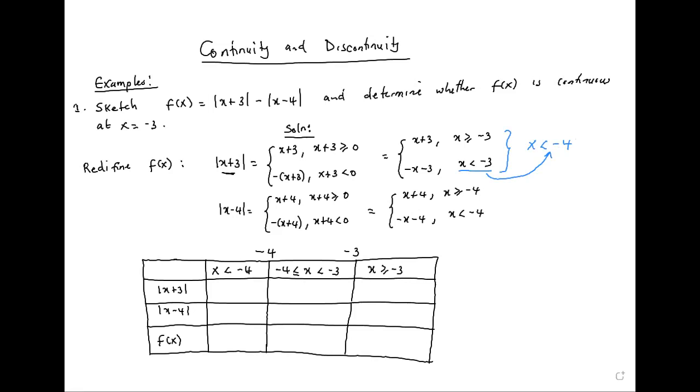So the modulus of x plus 3 is going to be -x minus 3 in the interval x less than -4. In the interval x less than -3 but bigger than -4, this is still satisfied. So we'll have -x minus 3. When x is greater or equal to -3, we are getting x plus 3.